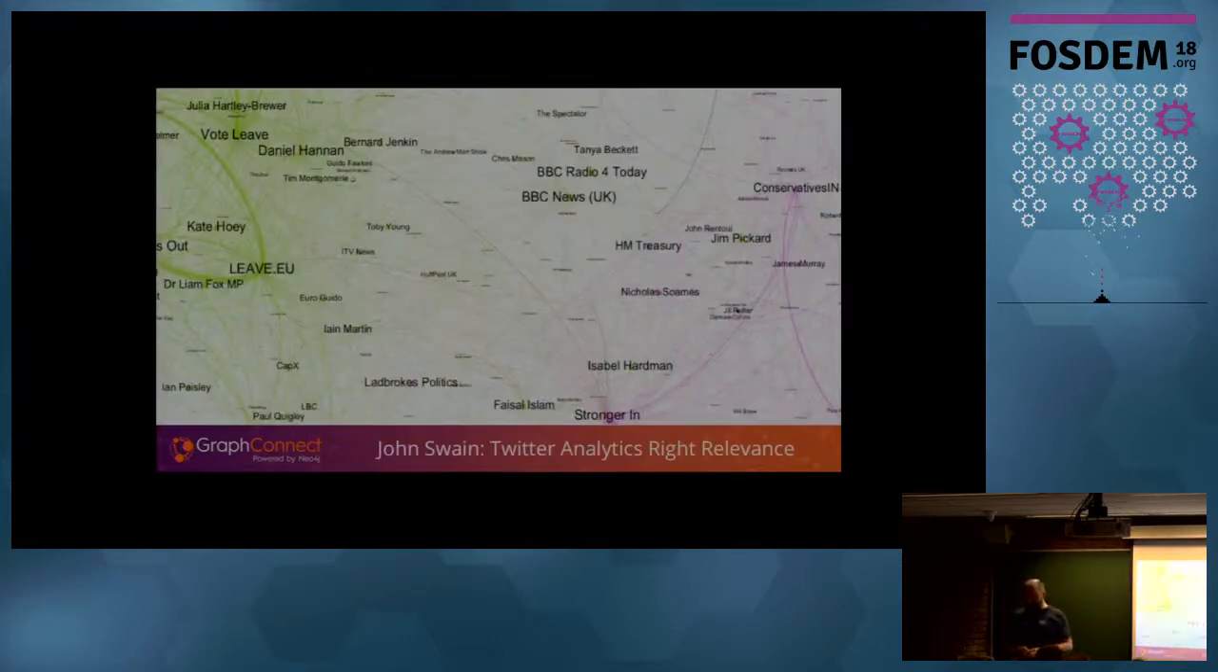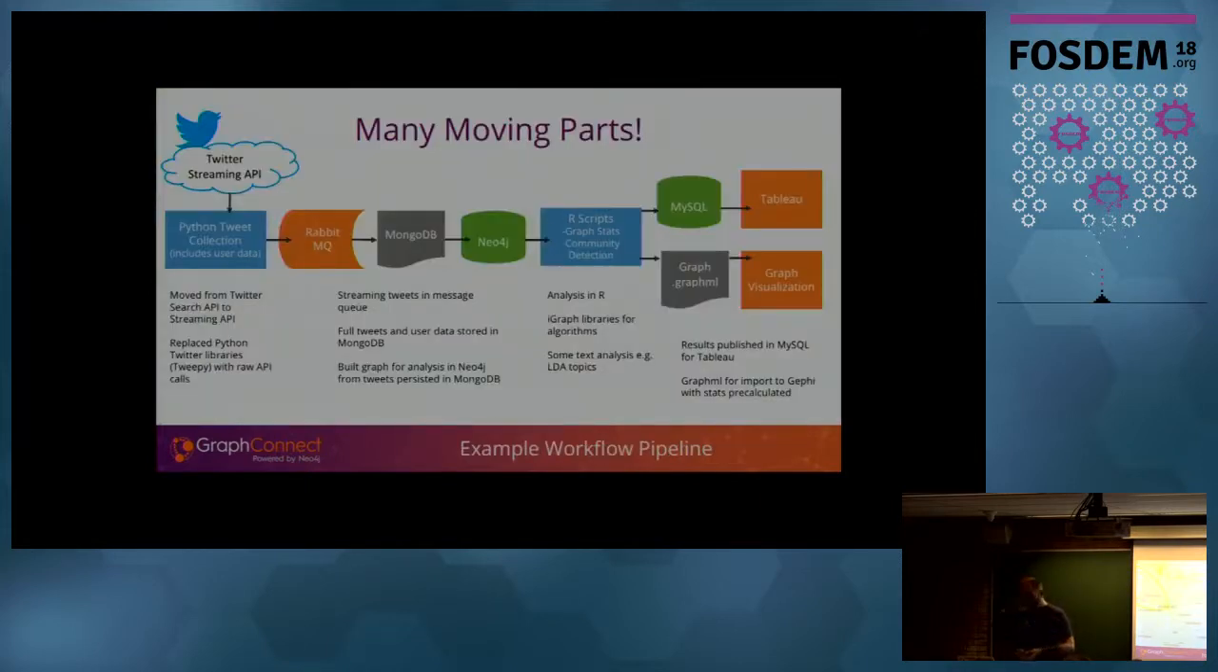We had an example from a partner company of ours called Right Relevance. They did Twitter analytics on the US elections and Brexit data, and also on other data like Ebola data and so on. And they ran a pipeline like this. They got the tweets from the Twitter streaming API, put them first in MongoDB, then moved them over to Neo4j, and then did some querying and aggregations in Neo4j, but then they also exported the data to R, ran certain algorithms in R and iGraph, and then took some of the data and wrote it back to Neo4j, and had a cycle of iterating there. Then they used MySQL to put the data into Tableau and exported it into GraphML to get it into Gephi. So it's the whole shebang of things that you can have, right? A hodgepodge of things.